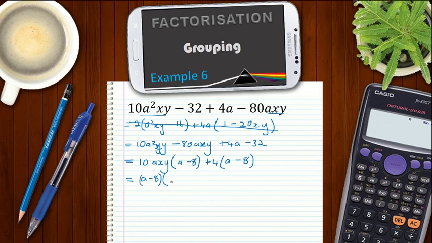So this 10a xy plus 4 is left. Alright, so normally this is where it ends, but as you can see, this 10 and 4 also still contain a common factor. We could have actually taken out 2 with this a minus 8. So if I take out a 2 here, then I'm just going to put the 2 in front. Then we have a minus 8 and 5a xy plus 2.